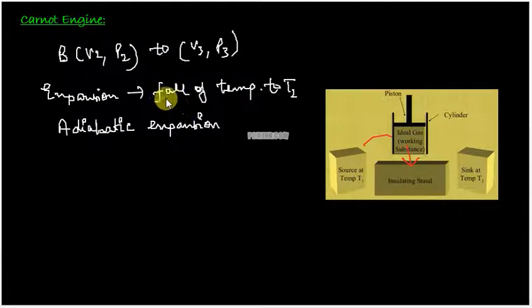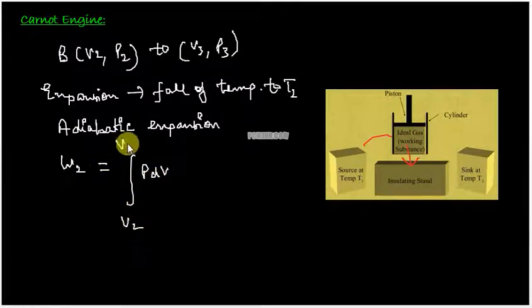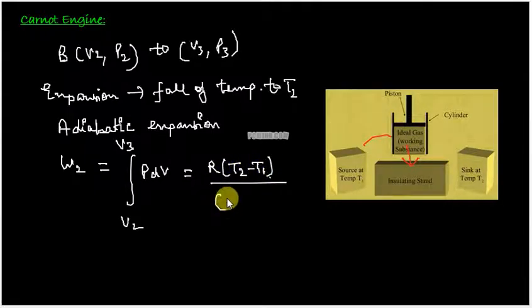so the temperature fell down further. So the work done this time, W2, is again the integral of PdV, because there is still a change in volume happening from V2 to V3, and this time we get it as R times (T2 minus T1) upon (1 minus gamma). That's an expression which we have already derived during adiabatic expansion.